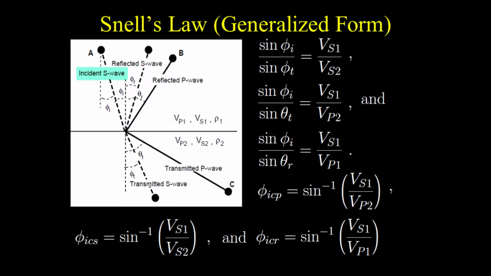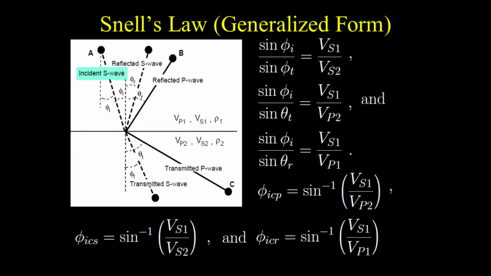Let's now turn to incident S waves. Snell's law is quite similar, as you can see here. For example, the sine of incident S wave angle over the S wave velocity of the top layer is equal to the sine of the P wave transmitted angle over the P wave velocity of the bottom layer, and so on. Please look carefully at the diagram to understand our description of critical angles here.